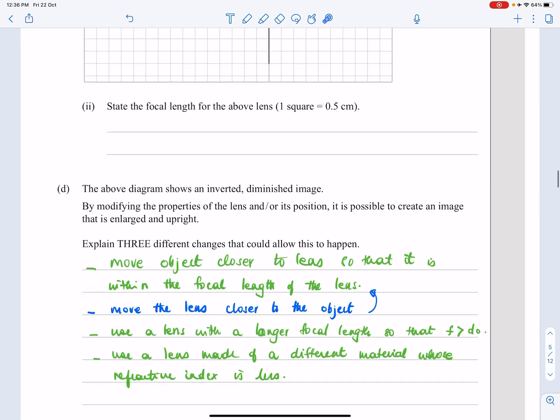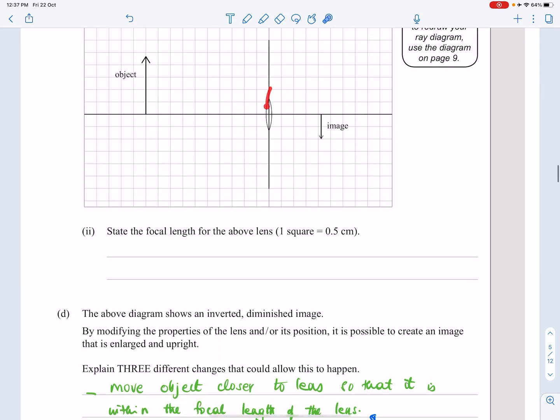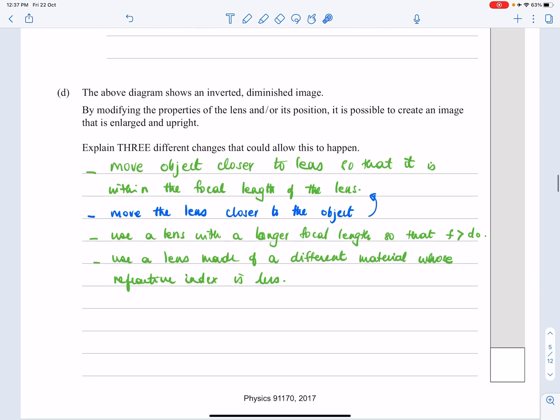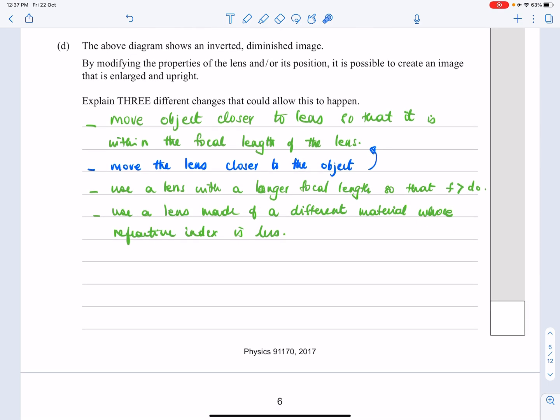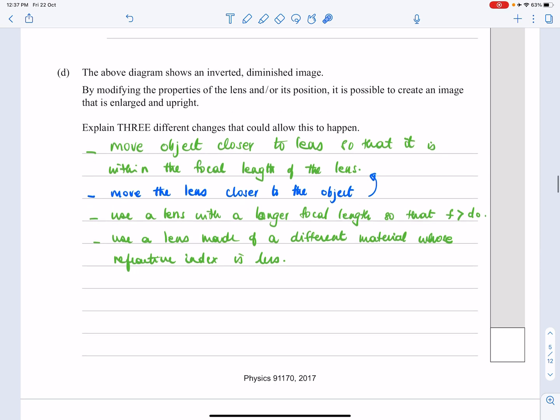Or you can use a very thin lens. The thinner the lens, the bigger the radius of curvature. So if your focal length is beyond where it is at the moment, then you still get that sort of image. Or you use a different transparent material where the refractive index is different. It has to be less so that the light will bend less. Okay, and that's the answer for that.